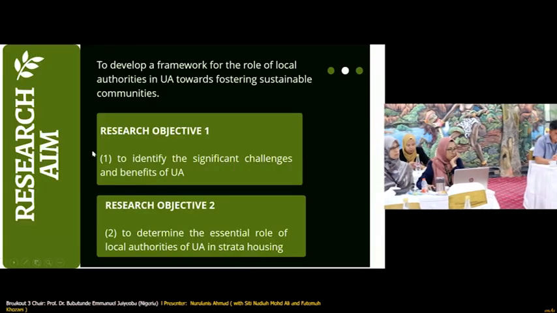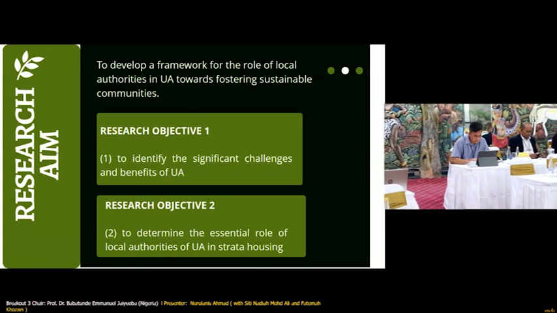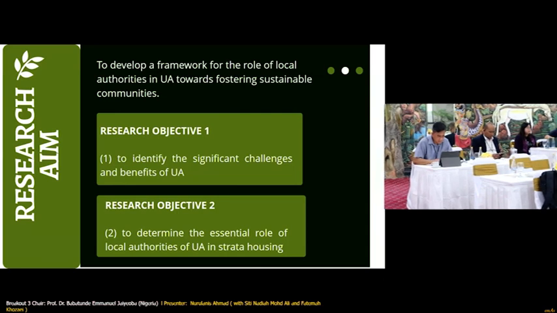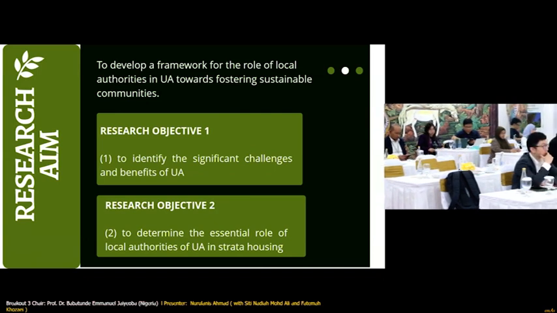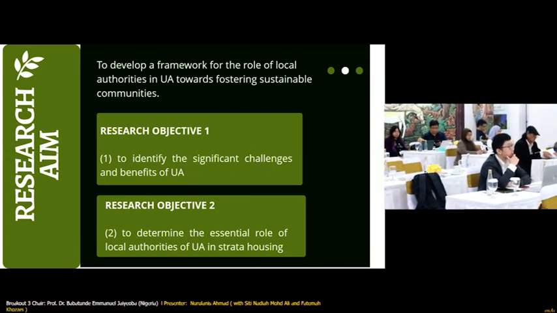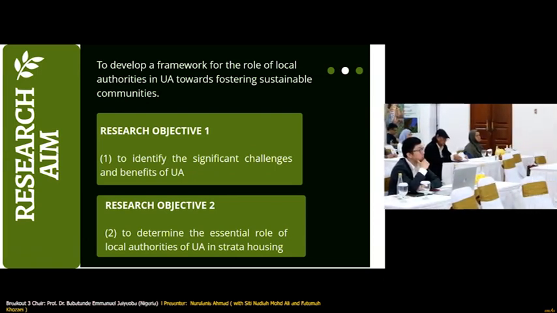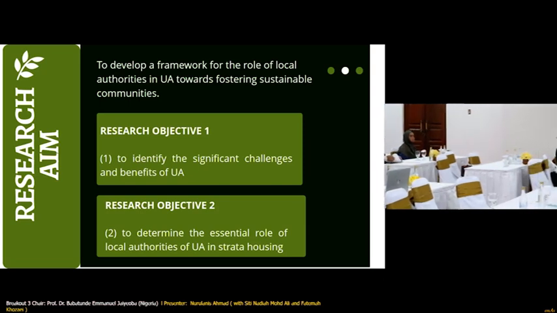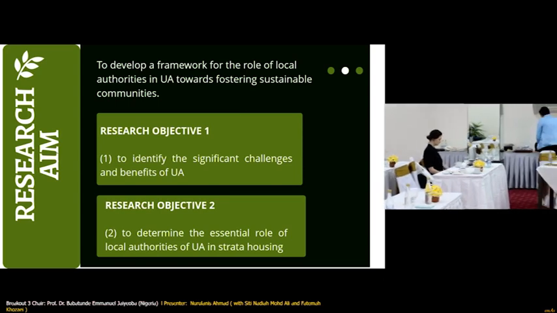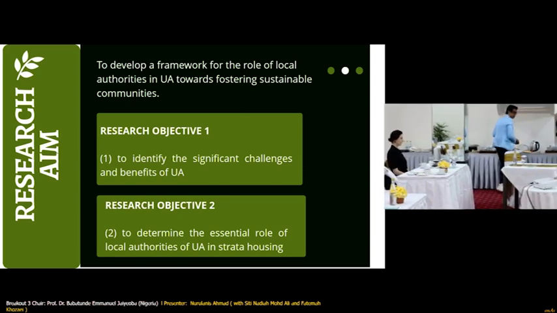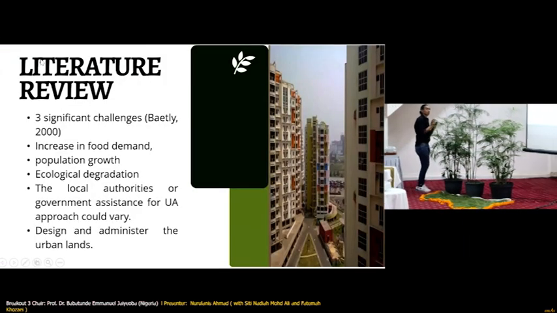So we came up with the idea to develop a framework for the roles of local authorities, particularly in urban agriculture, for the purpose of fostering sustainable communities. From the framework, we split into two objectives. Research objective 1 is to identify the significant challenges and benefits of urban agriculture. Research objective 2 is to determine the essential roles of local authorities in urban agriculture in strata housing. Okay, next we move to the literature review.